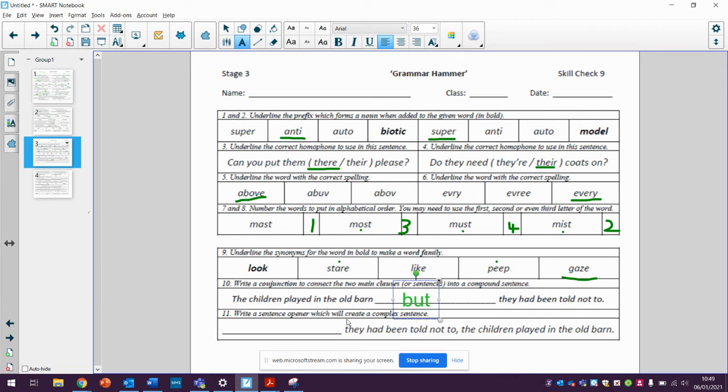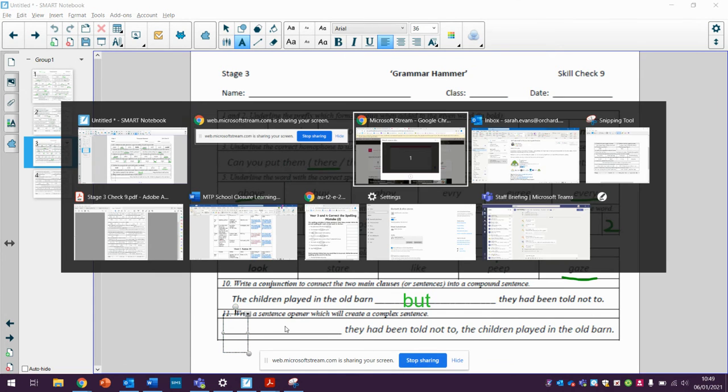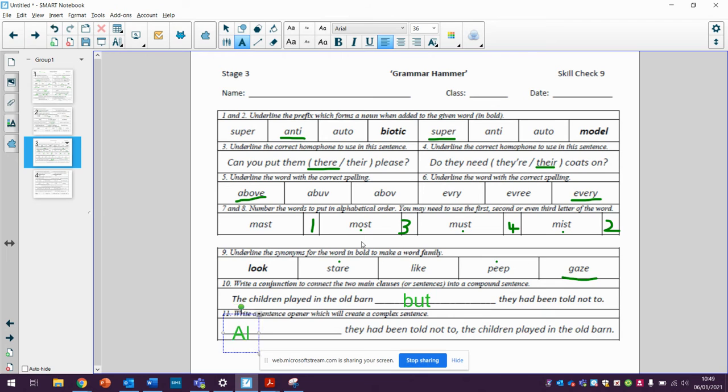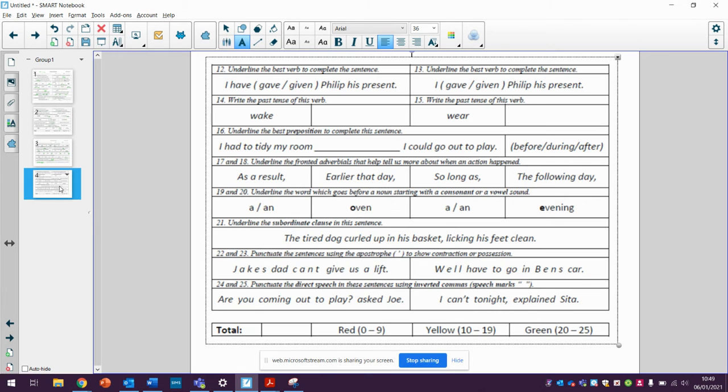Write a sentence opener which will create a complex sentence. They had been told not to. The children played in the old barn. Now, lots of us will want to say because, but we can't start a sentence with because. I'd write something like, although they had been told not to, the children played in the old barn. Okay? Something like that.